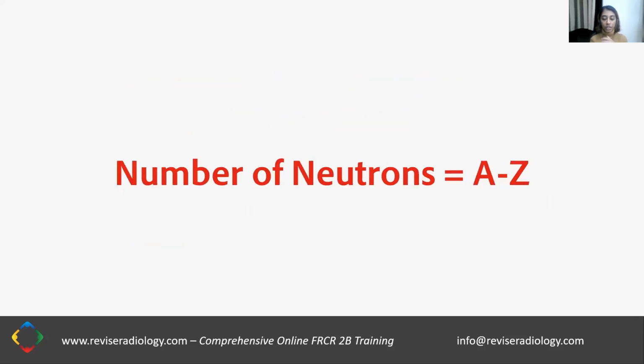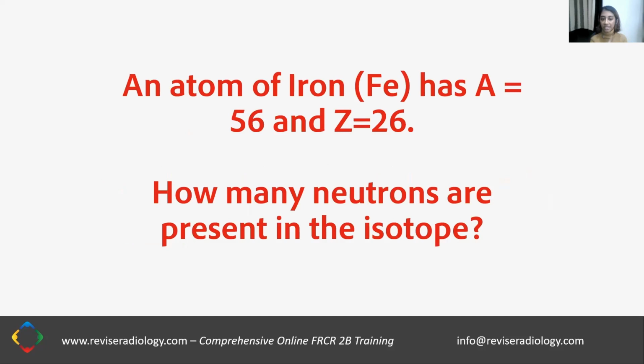So as I demonstrated earlier, to find the number of neutrons which are present in the atom, we subtract the atomic number from the atomic mass number. The atomic mass number gives us the number of neutrons plus the number of protons. The atomic number gives us the number of protons. So subtracting them gives us the number of neutrons. So I'll just test this really quick.